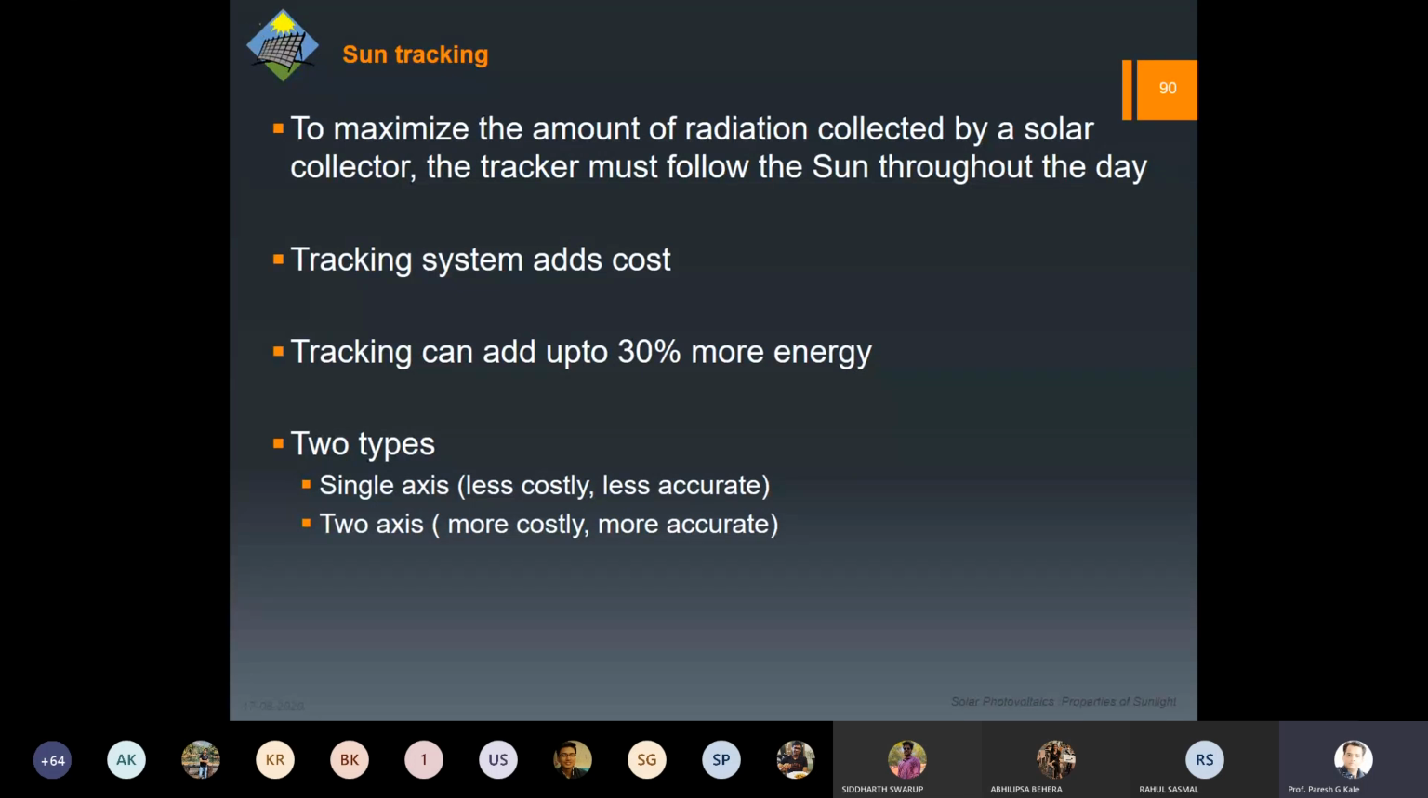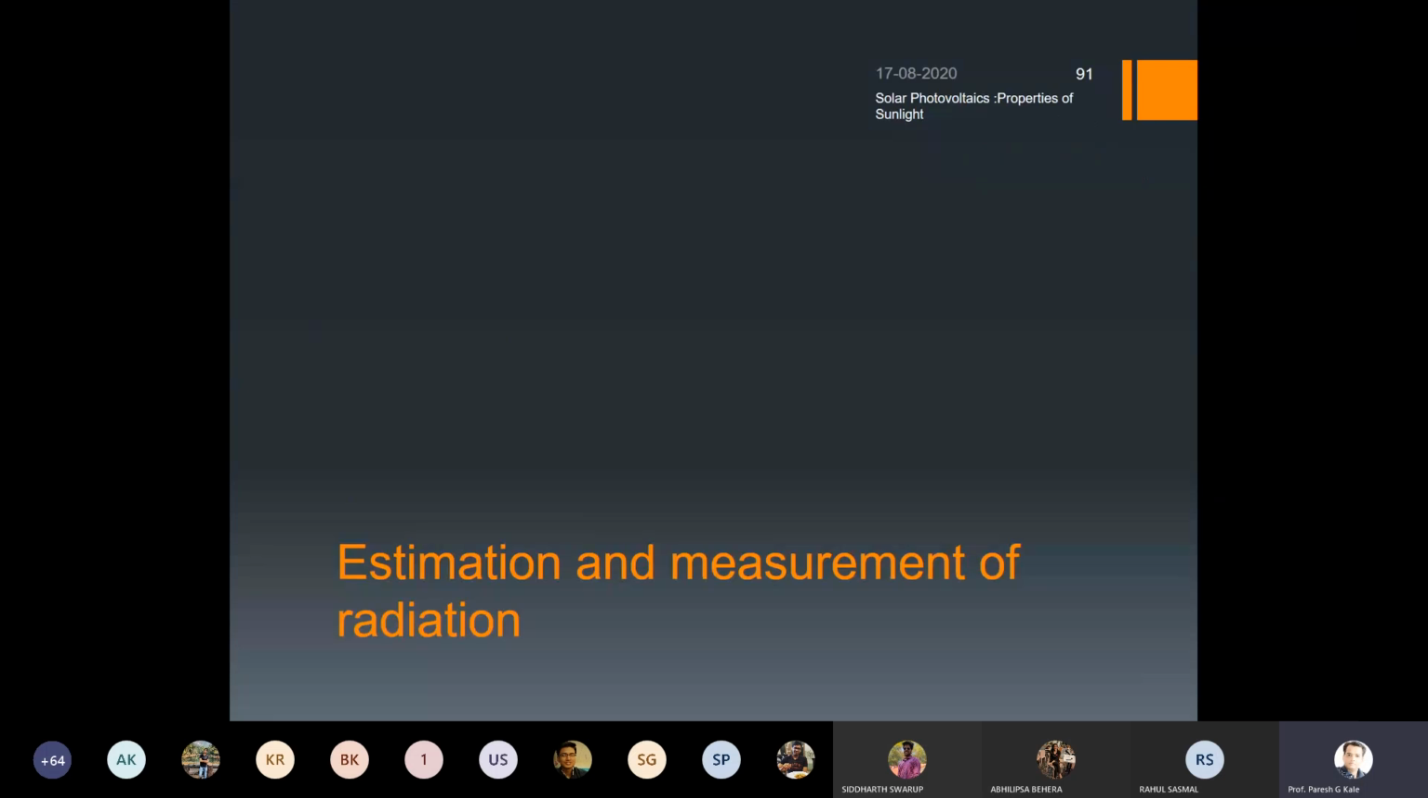So this tracking can give up to about 30% more energy. Of course, we are talking about the terrestrial PV modules. These are not concentrated modules. So obviously, when we use concentrated modules, then this tracking, especially two-axis tracking, becomes more economical. So normally on terrestrial applications, you will not see any tracking. However, with a concentrated type of module, you will find that both the trackings are used. So we have seen about the geometry.